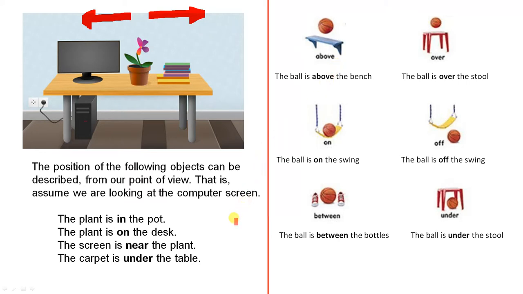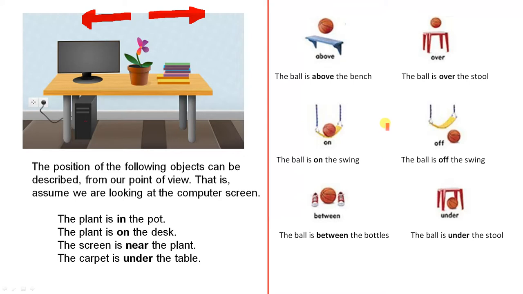The plant is in the pot. That's easy to see. The plant is on the desk. The screen is near the plant. That's the screen there. The carpet is under the table. So the 4 words of position are in bold: in, on, near, under.